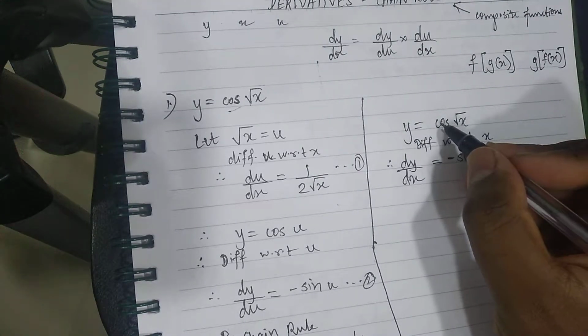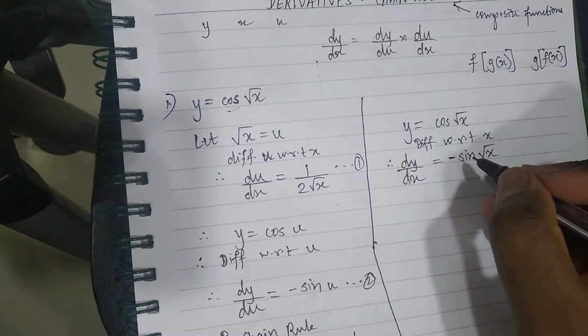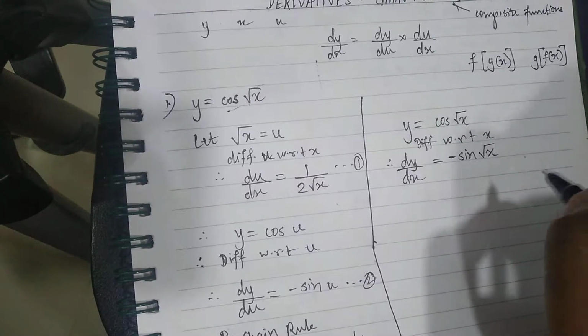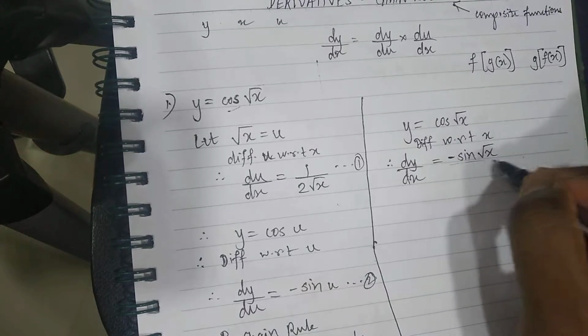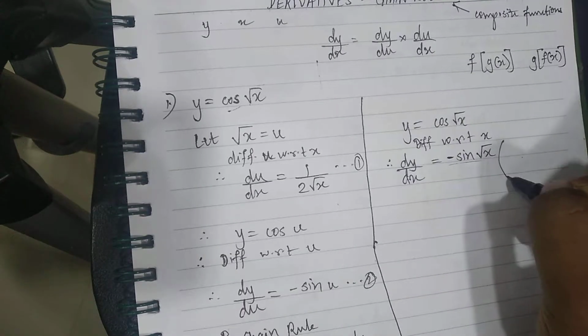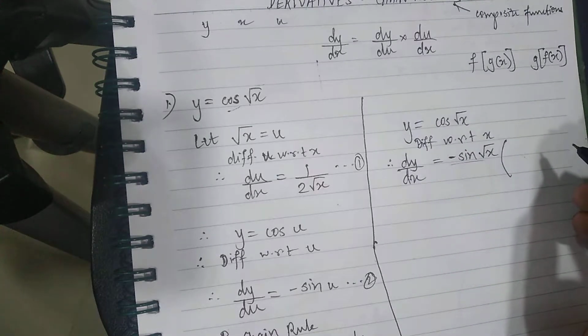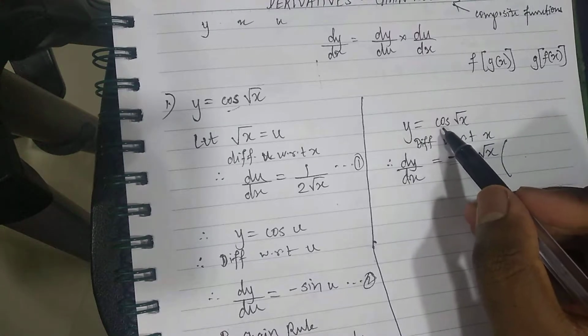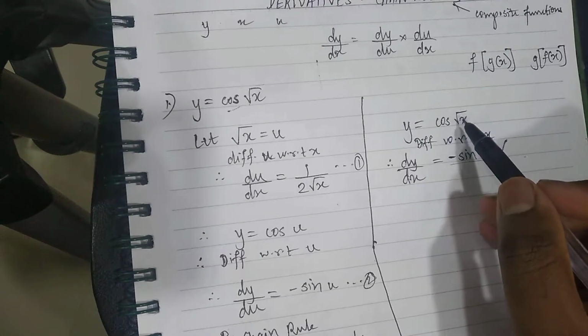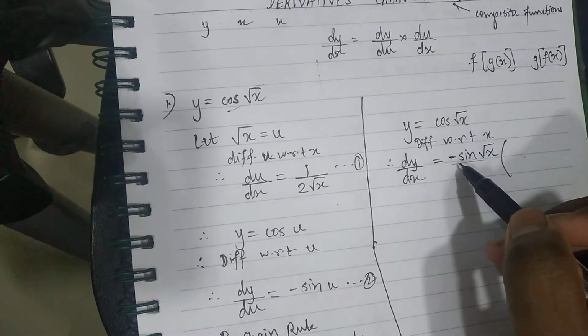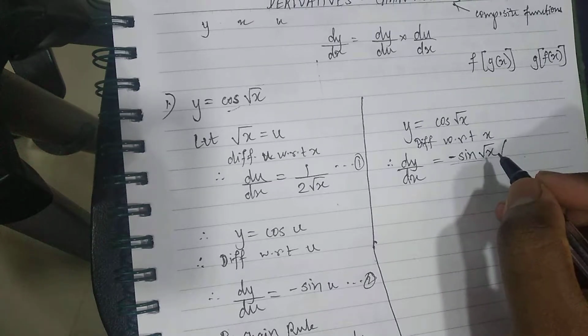Don't worry about this. You have to deal with the outer function only. So it is going to be minus sine root x. Now you multiply this term with the derivative of the inner function. As I said, the outer function is cos root x. Root x is inside cos, so I took the derivative of that. It came as minus sine root x.